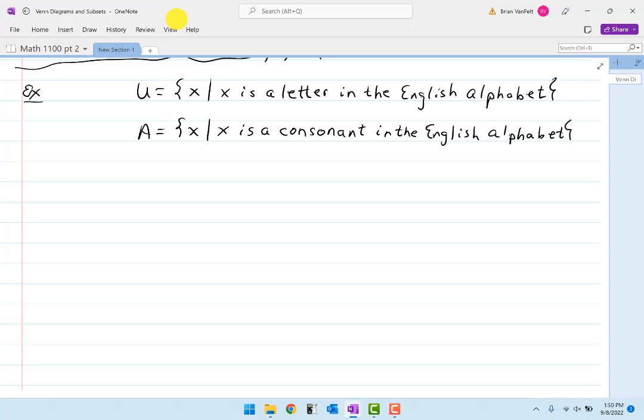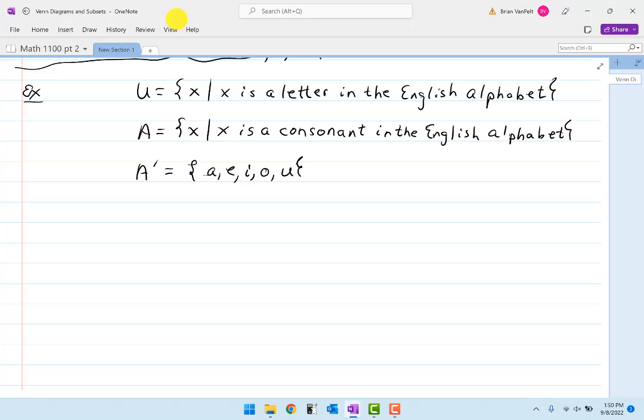So if I want to do the complement of A, the non-consonants in the English alphabet are precisely the vowels. So I can actually list it this way: A, E, I, O, and U. And I'm not assuming that Y is a vowel as usual. So the set of all non-consonants is what A prime is.